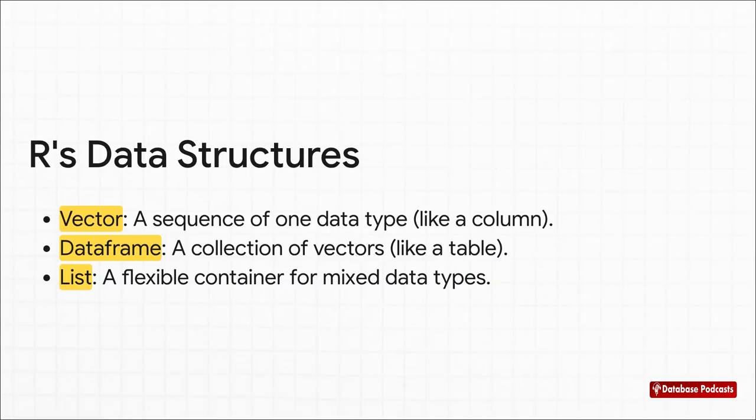So we've got vectors for columns and data frames for tables. Just to round things out, I'll mention one more thing. R also has something called a list. Now, if a vector is super strict, only one data type, a list is the total opposite. It's like a flexible shopping bag that can hold anything you want, different kinds of vectors, data frames, even other lists. It's R's go-to for handling more messy, complex data.